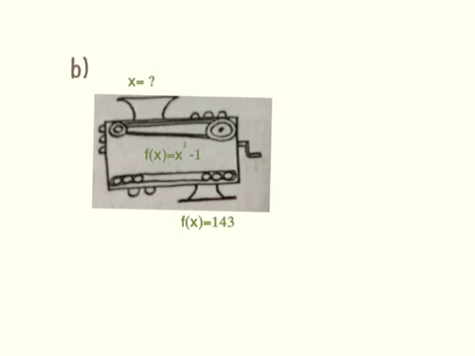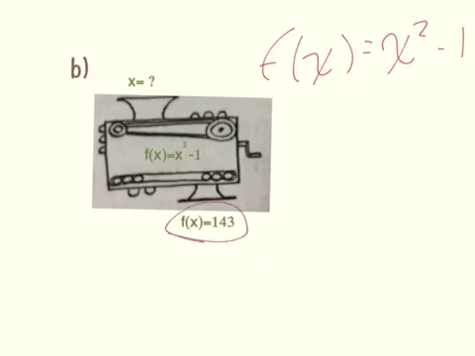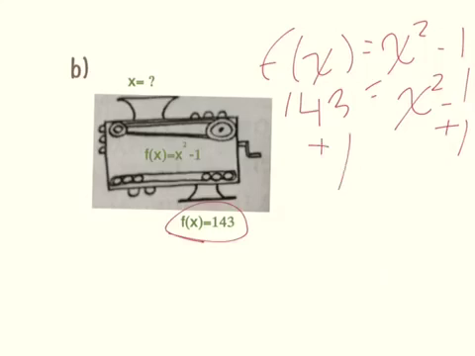Okay, so now we have another one. Function of x equals x squared minus 1. And it's telling us the function of x is 143. 143 equals x squared minus 1. Okay, so first we're going to add 1 to both sides because we need to balance out the subtract. So negative 1 plus 1 will make a 0. So that's gone now. 143 plus 1 is 144. So 144 equals x squared.